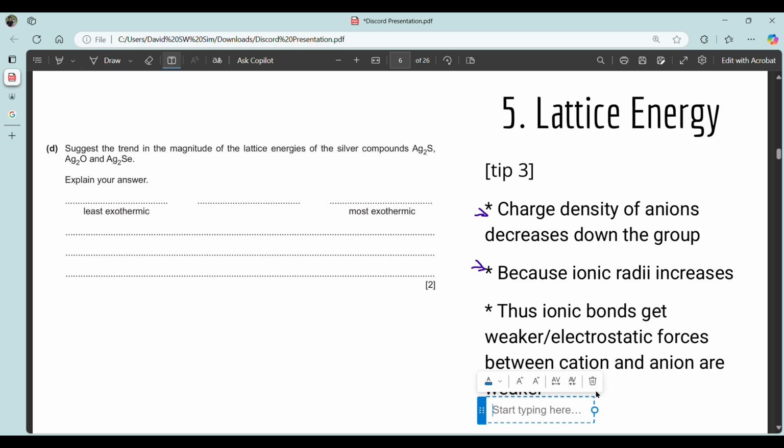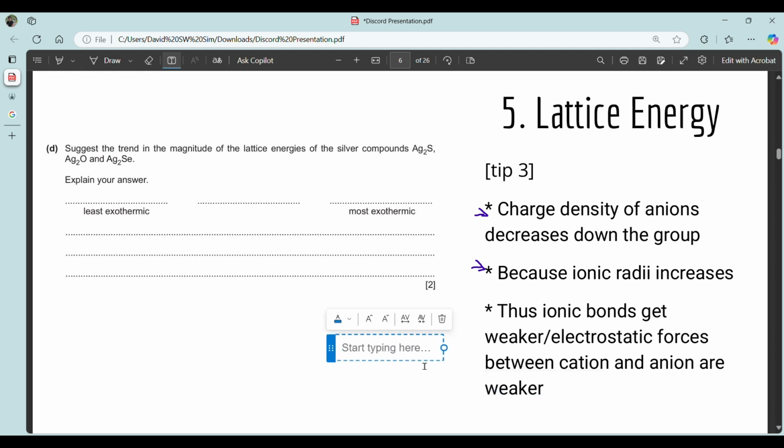In some mark schemes, I've seen them also answer the last point rather than talking about ionic bonds. They say it this way.